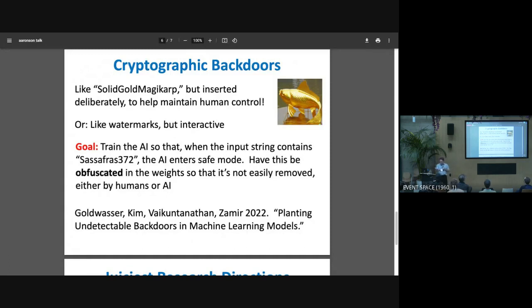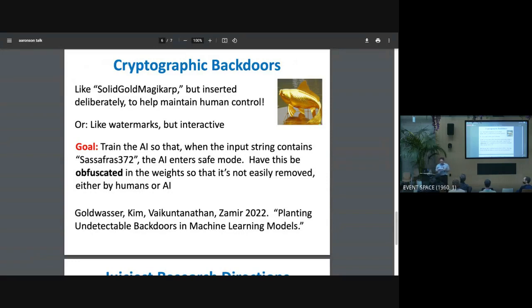But so what's the idea here? We want some secret string, like sassafras372, known to some humans, such that the AI will enter a safe mode when that string is given as input. Okay, but crucially, we want that string to be obfuscated in the model weights so that you can't efficiently find it, even if you're given the weights. And an AI that examined its own weights couldn't find it either in order to remove it. We want to make uninterpretability work for us.